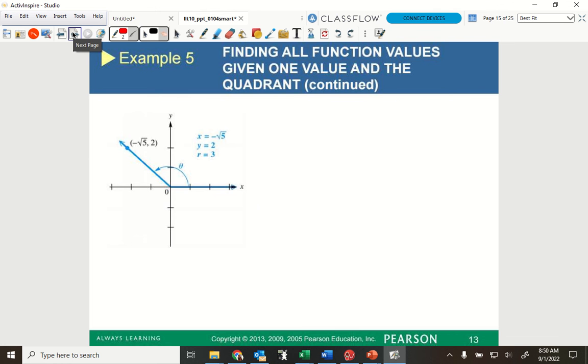So we already had sine. The next one is cosine theta. From the 1.3 table, x, y, and r. You're going to use that table so often, that x, y, and r. So cosine is x over r. My x value was negative radical 5 over 3. Tangent theta. Tangent is y over x. So my y value is 2. My x value is negative radical 5.